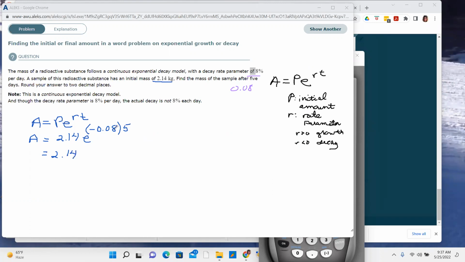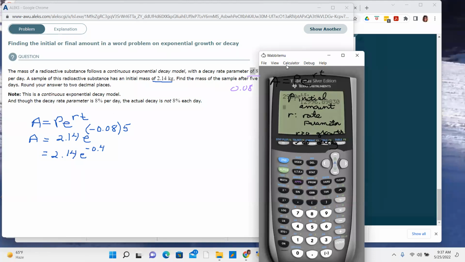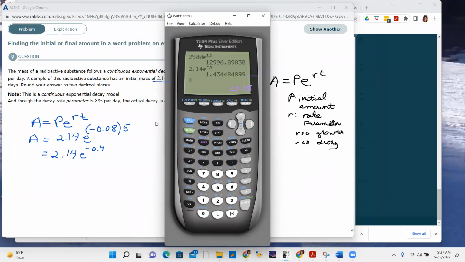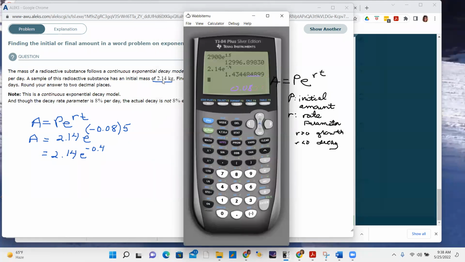Okay, so 5 times 8 cents is 40 cents. So you get a negative 0.4 up there, and you can just do this on a calculator. 2.14 times e to the negative 0.4. So there's 1.43, and we're rounding to two decimal places. So it makes sense that it's going to be less, right? You start out at 2.14 kilograms, after it decays you want there to be less, and approximately 1.43.